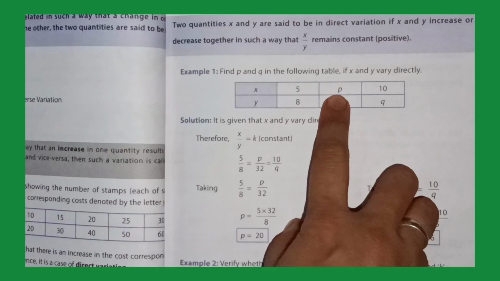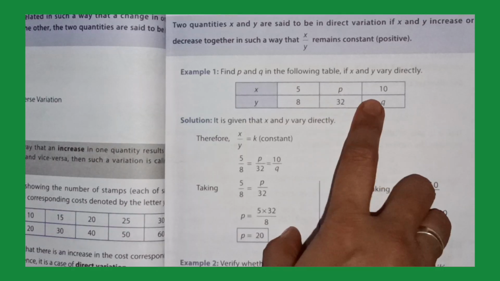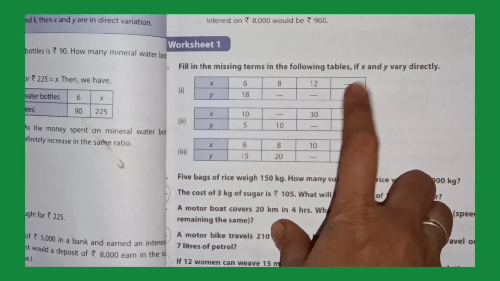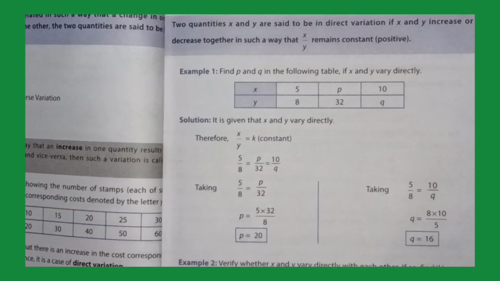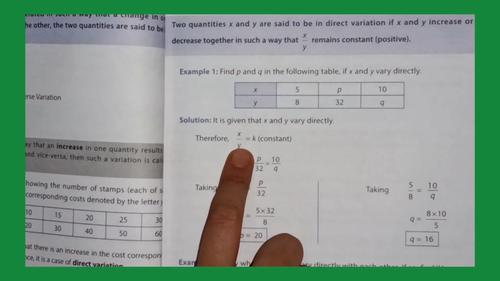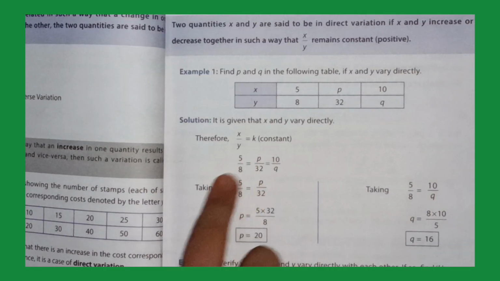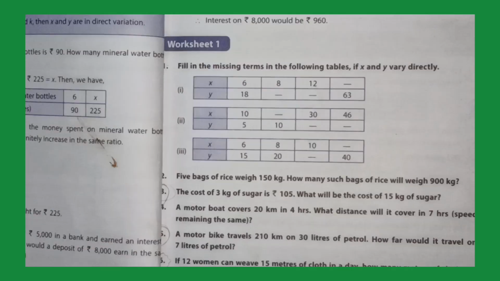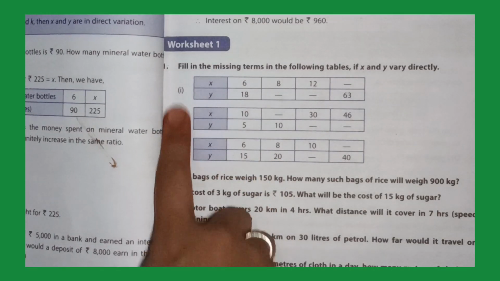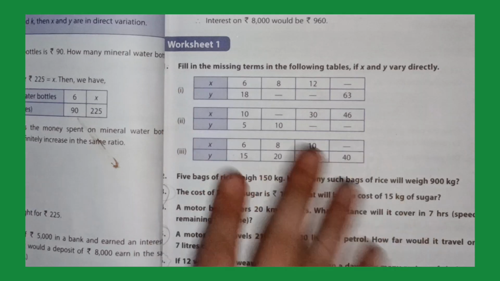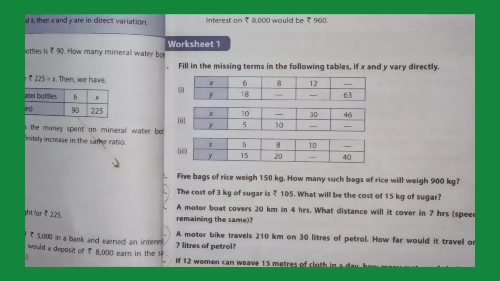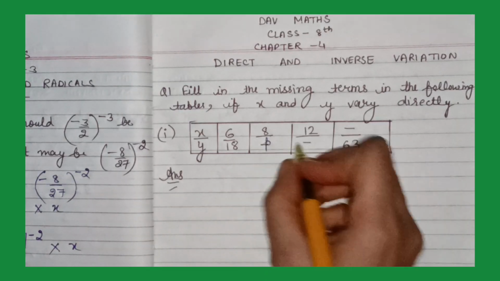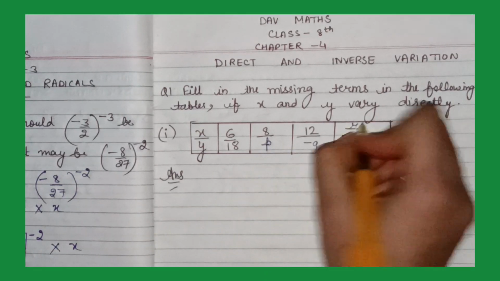Here is the formula to calculate the direct variation: x upon y is equal to K, a constant. So let's do question number 1, first part. This question has 3 parts but we do only the first part because the other two are the same as the first one. So let the first blank be P, the second Q and this one R.